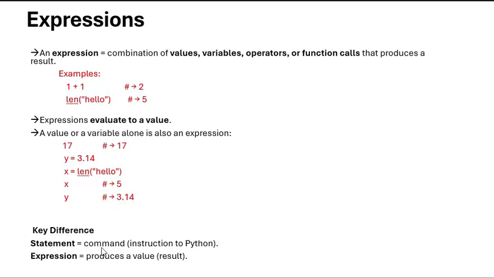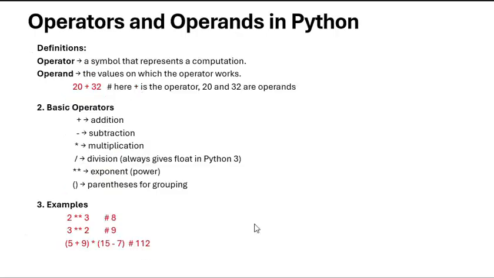Here statement means command, instructions to Python. It gives the instructions to Python on how it has to work, and an expression produces a value or result. You can see here it has produced a value or result. This is what expression means.